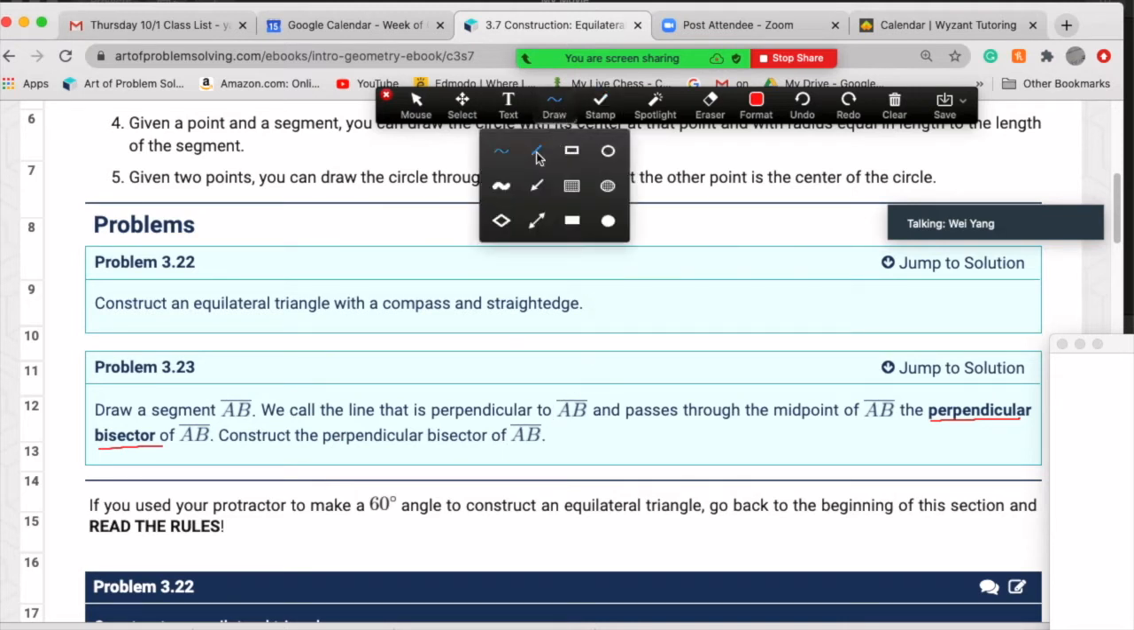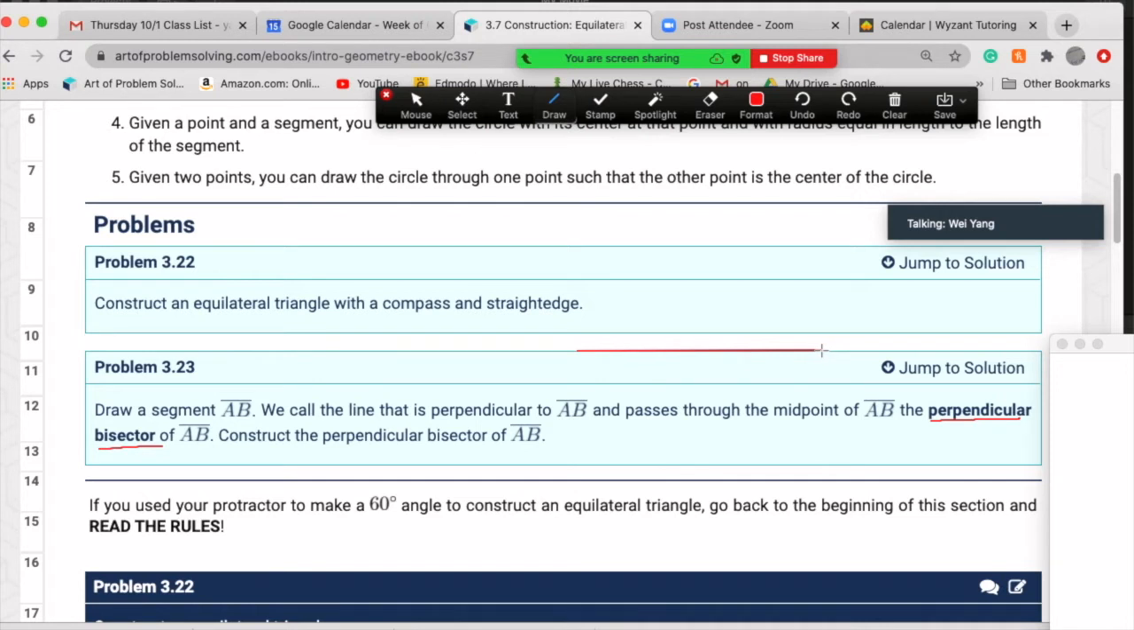So now let's see. First, you draw a line segment AB. Suppose this one is AB. Then they ask you to find the perpendicular bisector of AB. Okay, how to do this? It's very similar to building the equilateral triangle. You can do it this way: use A as the center point, use AB as a radius to draw arcs here, and here, and here, okay?